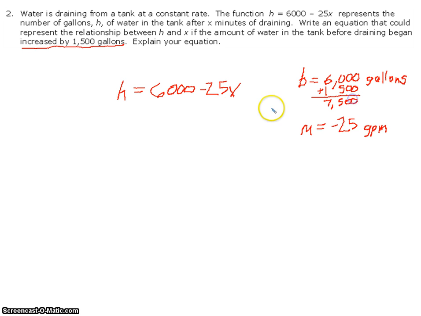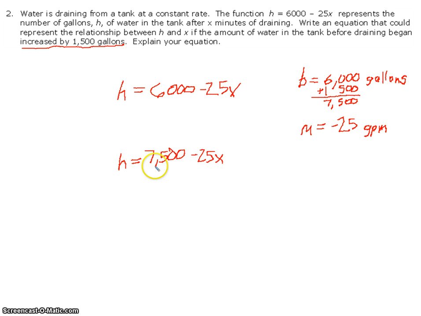So my new equation would still be H equals, instead of starting at 6,000 gallons in the tank, we're going to have it start at 7,500 gallons in the tank. And the water will still be draining at the same constant rate of 25 gallons per minute, with x being the number of minutes that's been draining.